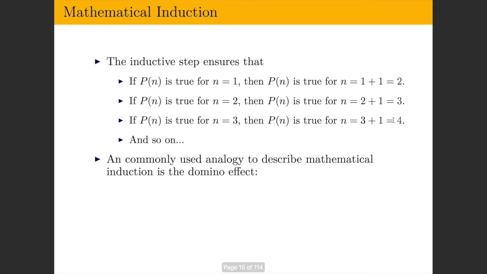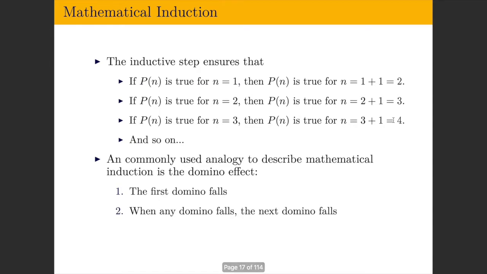So a commonly used analogy to describe the mathematical induction technique is the domino effect. And the domino effect is this. The first domino falls. When any domino falls, the next domino in the line falls as well. And therefore, all dominoes will fall. That's the analogy I'm going to use to describe how mathematical induction works. Now let's get into the nitty-gritty of exactly how we do this inductive step.